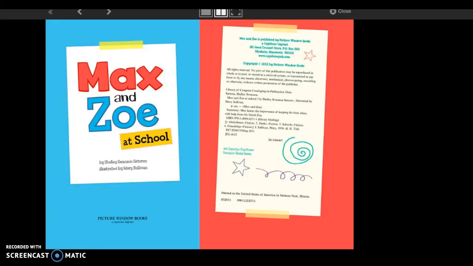Today we're going to talk about introductions in narrative writing. Narrative means it tells a story. Let's look at some introductions from some narrative books. This narrative book is Max and Zoe at School.